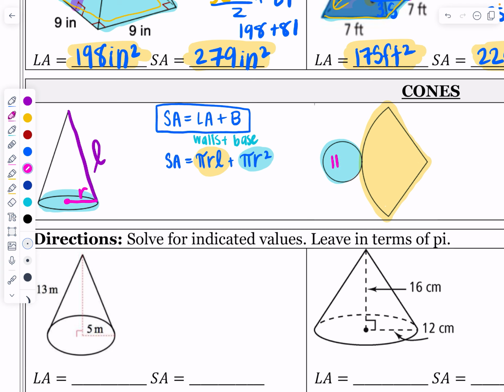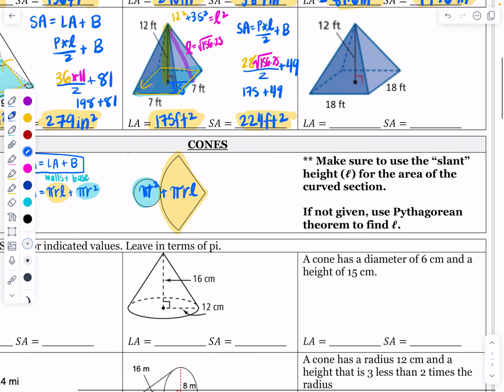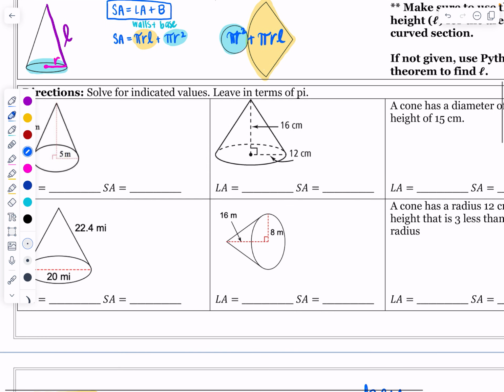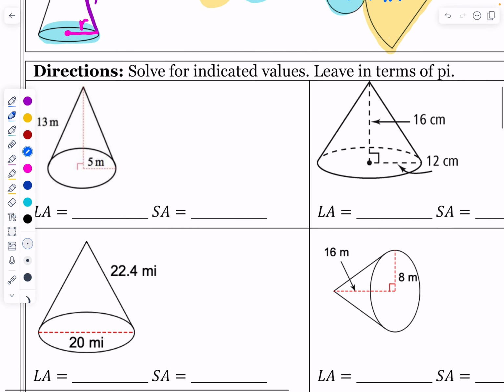So here's the pi r squared part to find the area of that circle. Here's the pi RL part, and you're just going to add those together. That's the walls plus the base. Again, it says make sure to use the slanted height for the area of the curved section. If it's not given, you're going to use the Pythagorean theorem. For these problems, since these have pi in them, we're going to leave them in terms of pi.